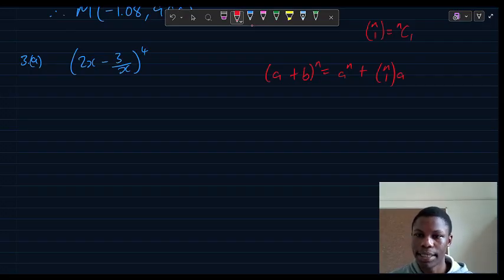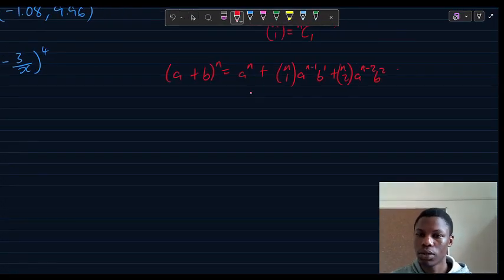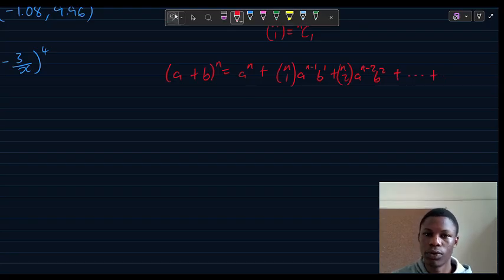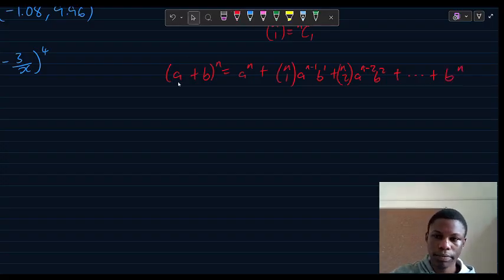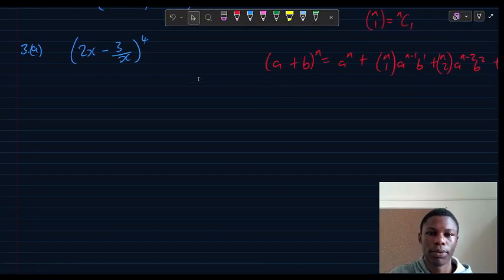N choose 1, and then this is a to the n minus 1, b to the 1, plus n choose 2, a to the n minus 2, b to the 2, and this will continue all the way up to n choose n. The last term will really just be b to the n. Again, it's in the MF19, so you don't need to memorize that one.